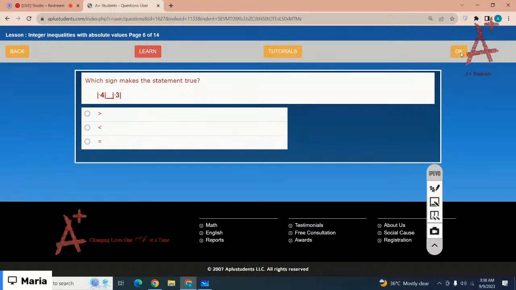Which sign makes the statement true? Absolute value of -4 and absolute value of -3. So, which is the correct option? They both have the positive values. So, 4 is greater than 3. The correct option is greater.